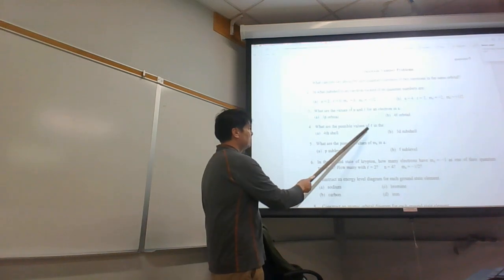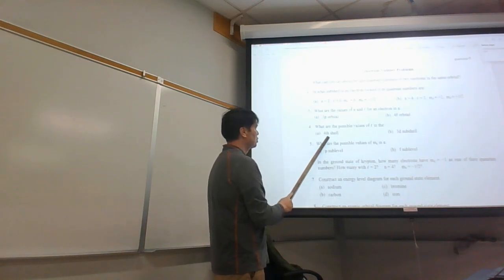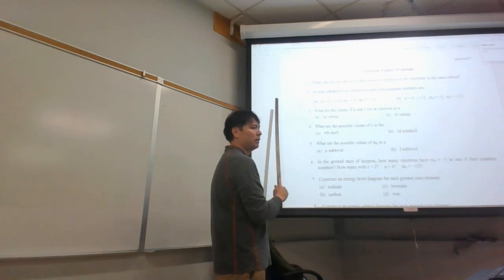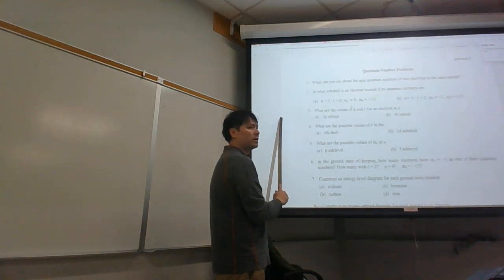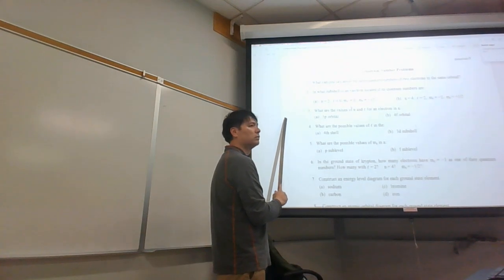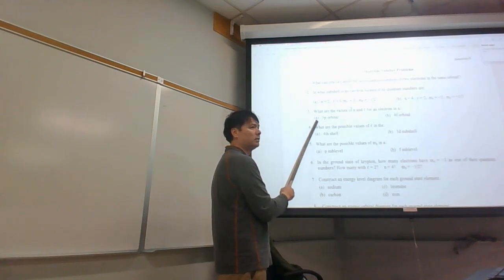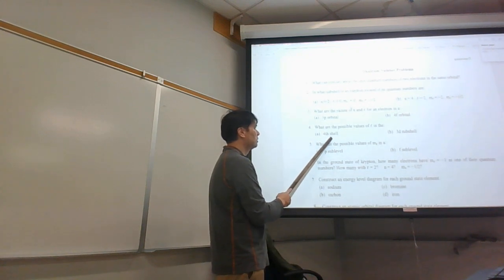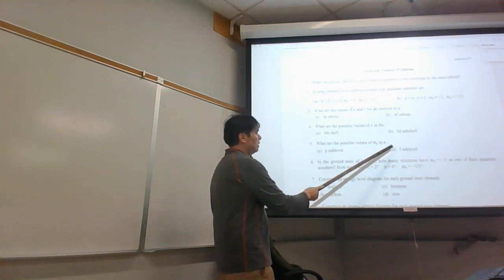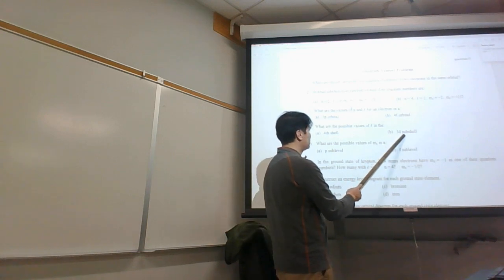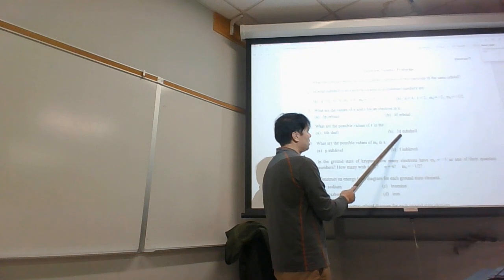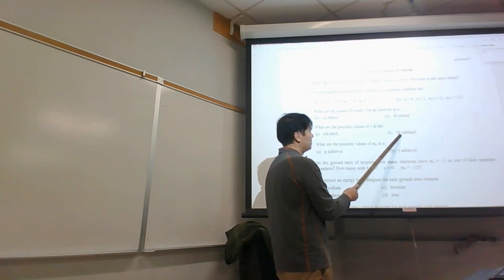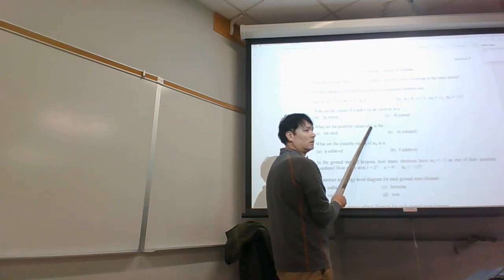What are the possible values of L in the 4th shell? In the 4th shell, what do we have? We have the 4s, so that's L equals 0. The 3d, L equals 2, and the 4p is L equals 1. For the 3d subshell, there's only one possible value of L, and when it's a D, L is 2.